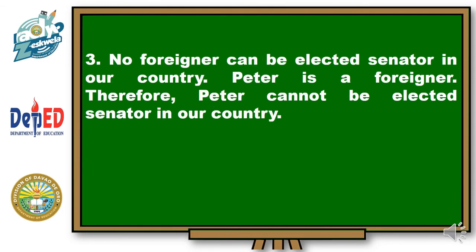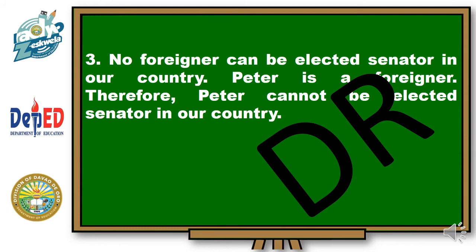Let's proceed to item number 3. No foreigner can be elected senator in our country. Peter is a foreigner. Therefore, Peter cannot be elected senator in our country. What is your answer? Very good. The answer is DR, or deductive reasoning.